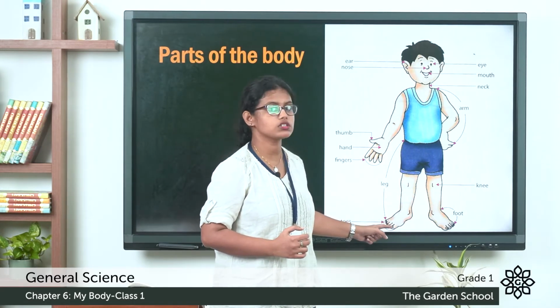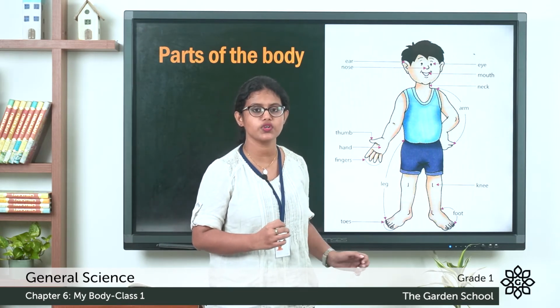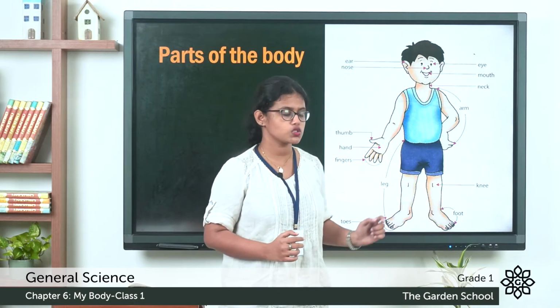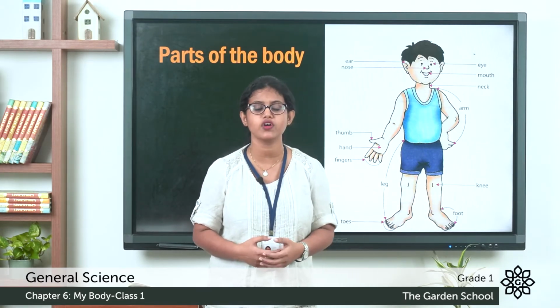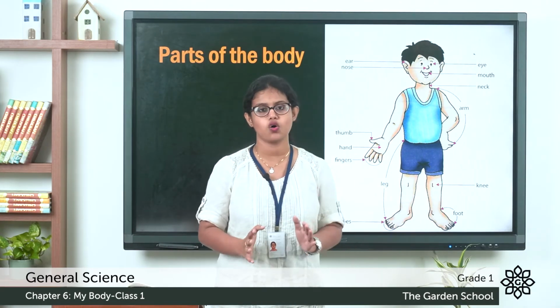And this foot is the part of your leg. And on the foot you have toes. So in total, how many toes do you have? You have 10 toes standing straight in a row.